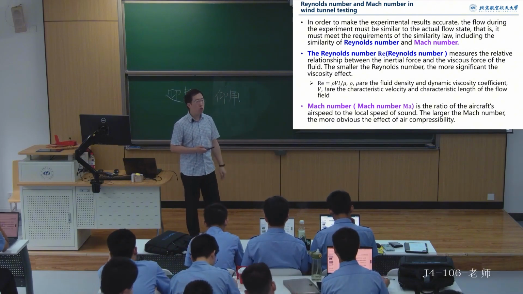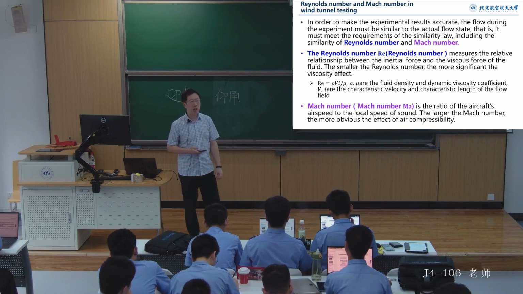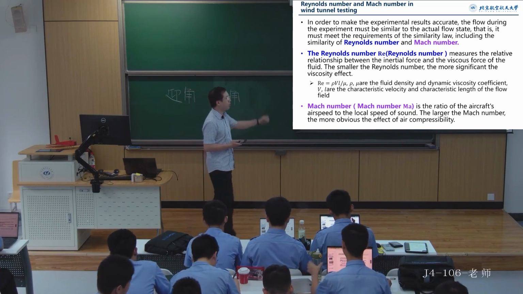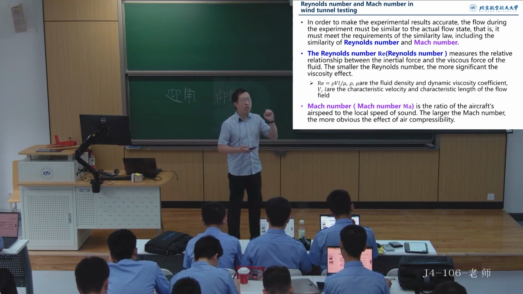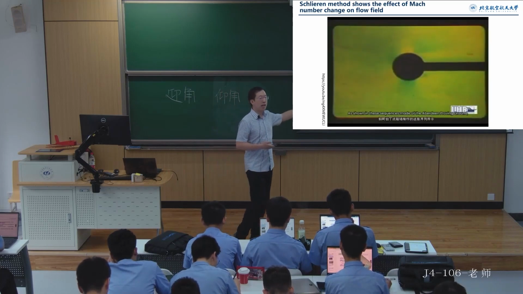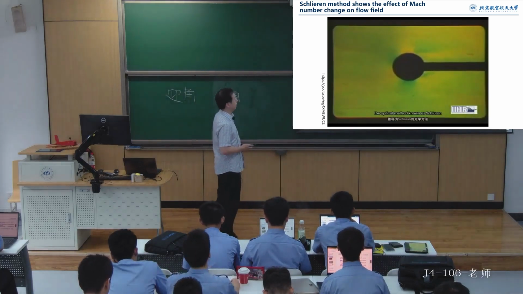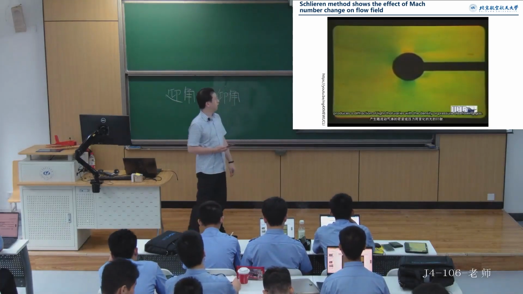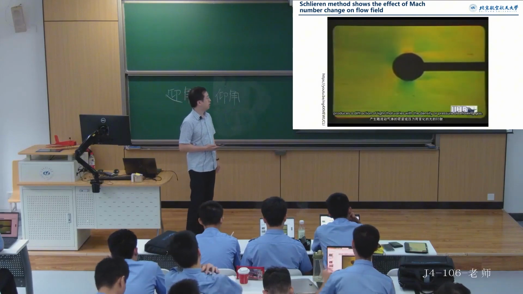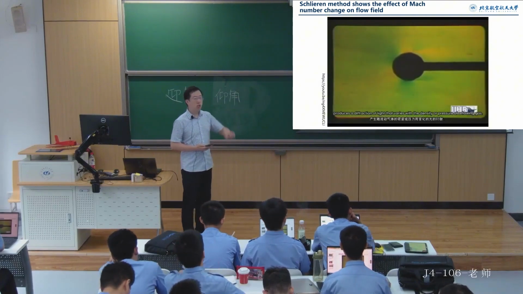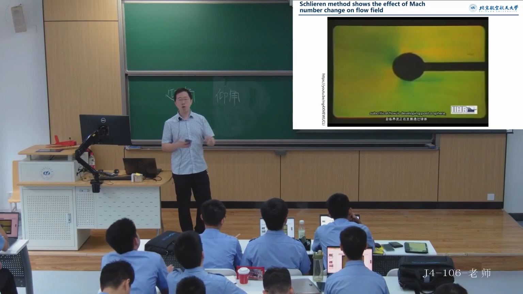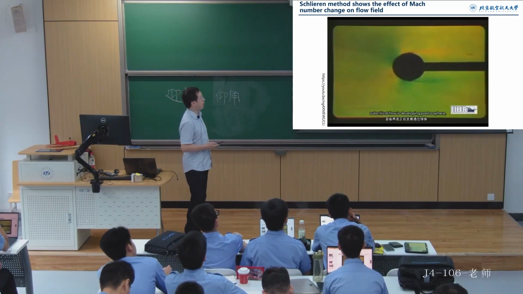What kind of impact will changes in the Mach number have on the flow field? We can use a method called shadowgraph in high-speed wind tunnels to show everyone how the flow field changes. Let's take a look. Solving for the pressure distribution in a high-speed flow field.